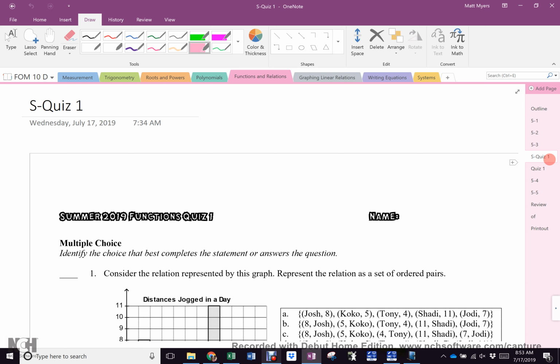What do you do if you finish your quiz? Work on page 94. We'll mark the quiz. If everybody gets done before break, we'll try to mark the quiz before break. If not, we'll mark it right after.